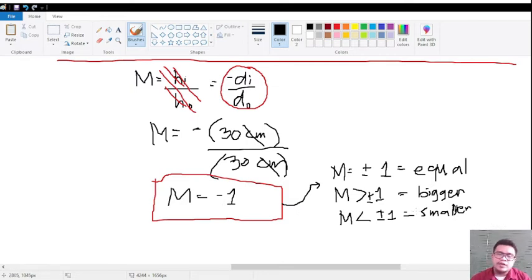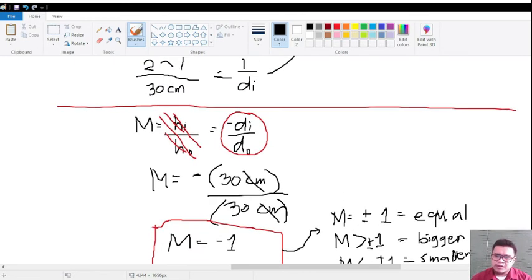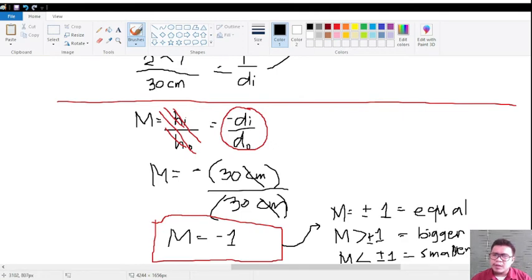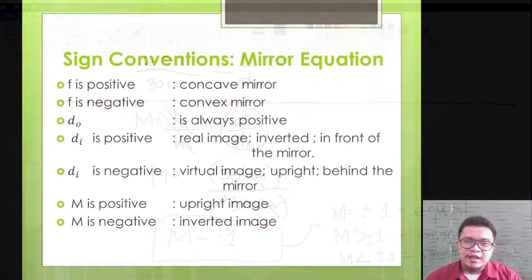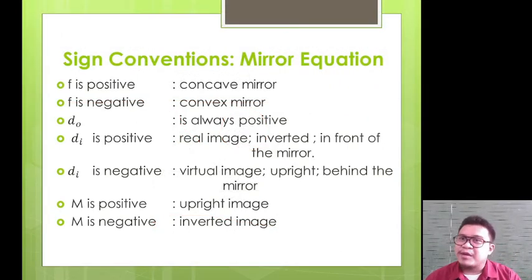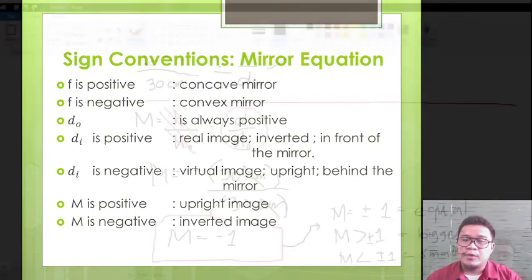So M here is negative 1, so that means it has the same size as that of the object. But why is it negative, sir? What does the negative sign there mean? If we look again at our sign convention, if M is negative, that means that our image is inverted. So that only signifies that our image is inverted because M is negative. And that actually ends our sample problem number 2.